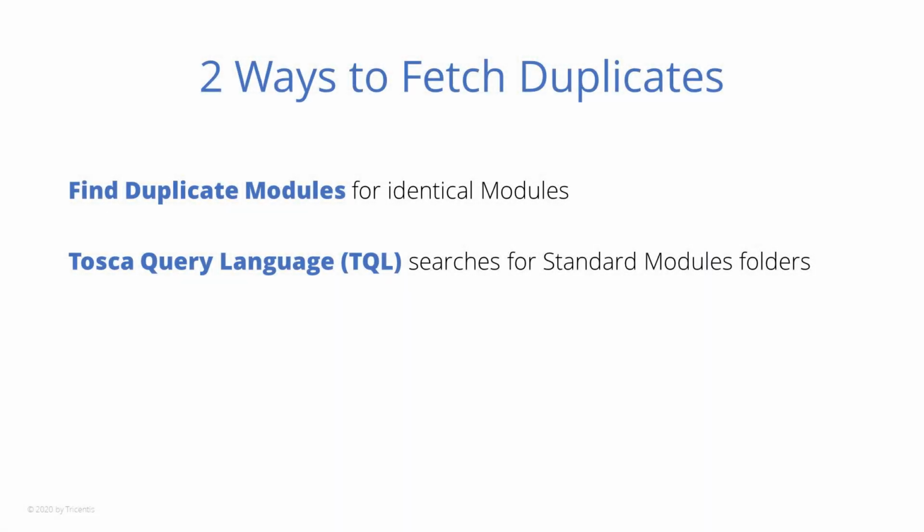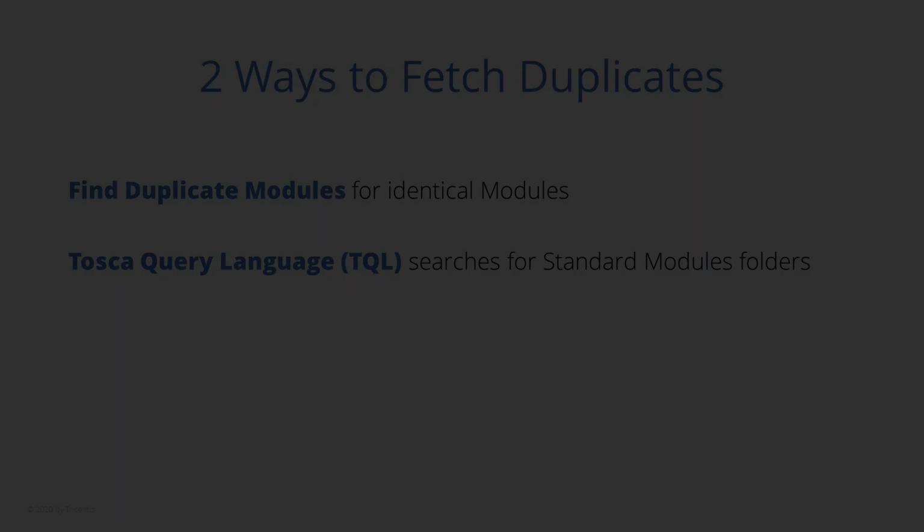In this example, I'll show you some ways to look for multiple instances of the standard module set and replace the instances. I will show you how to locate identical individual modules, and then I'll show you how to locate modules and folders using Tosca Query Language, or TQL.